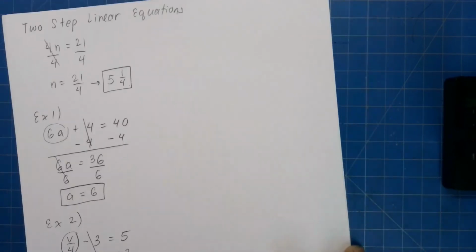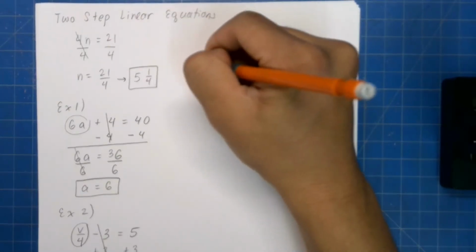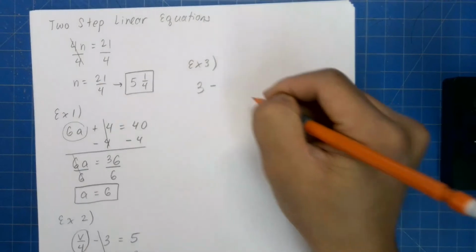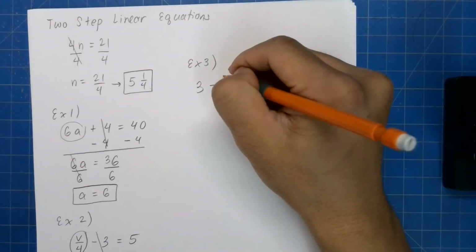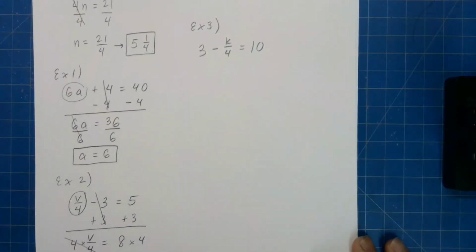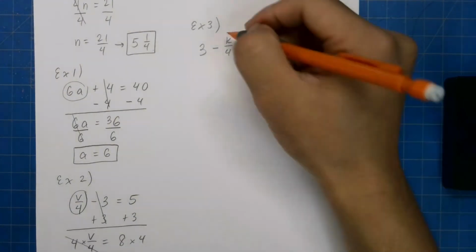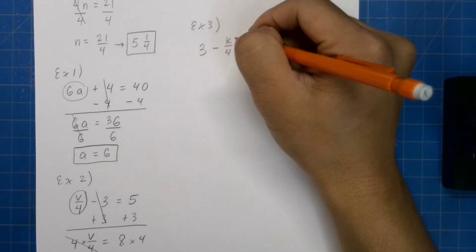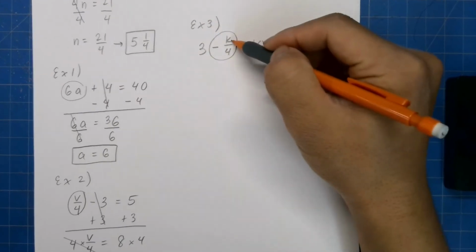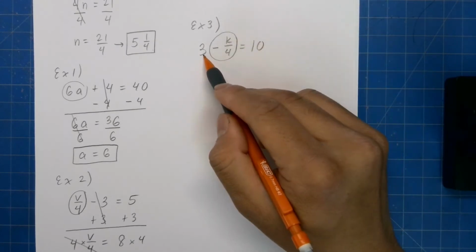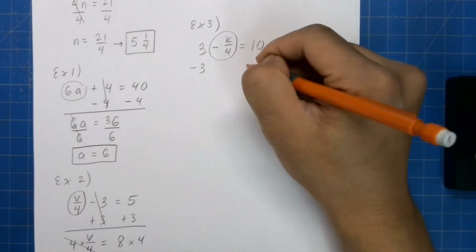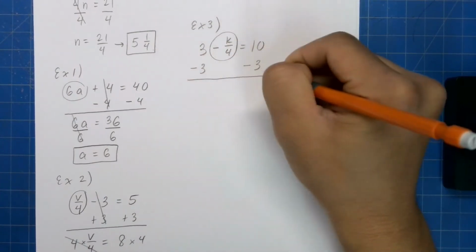And one more example I have for you guys is example number 3. We're going to have 3 minus k over 4 equals 10. So if we look at that right now, again, our variable that we're trying to solve for is this whole term, that minus k over 4. We're trying to isolate the k. I see this as a positive 3. So to get rid of the positive 3, I have to subtract by 3 on the left and the right.